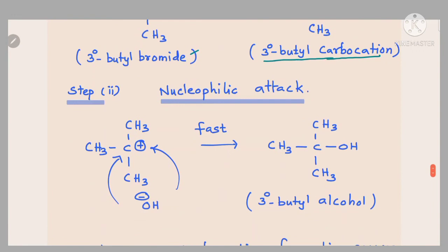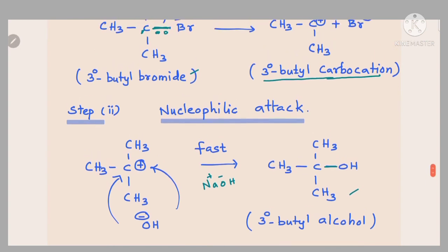The next step is nucleophilic attack. Once you get a carbocation, the OH minus nucleophile, which we get because we do this in presence of sodium hydroxide, can readily attack that C plus carbon, because the C plus carbon is electron deficient and the nucleophile OH minus is electron rich. So the electron rich nucleophile OH minus can readily attack the C plus carbon, so that it makes a new bond. The C-OH bond is formed. This nucleophilic attack occurs at a fast rate. So finally you are getting the product tertiary butyl alcohol, isn't it?